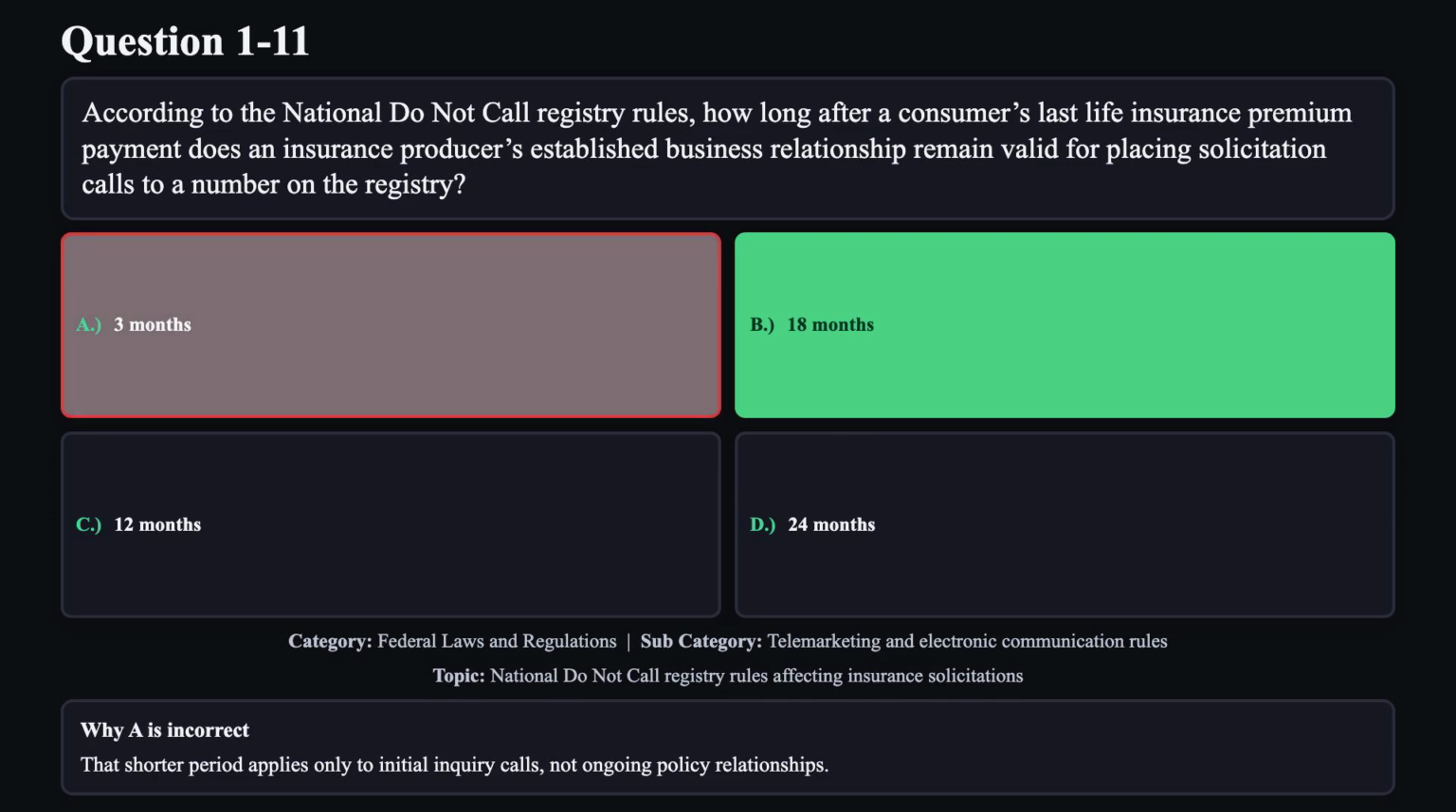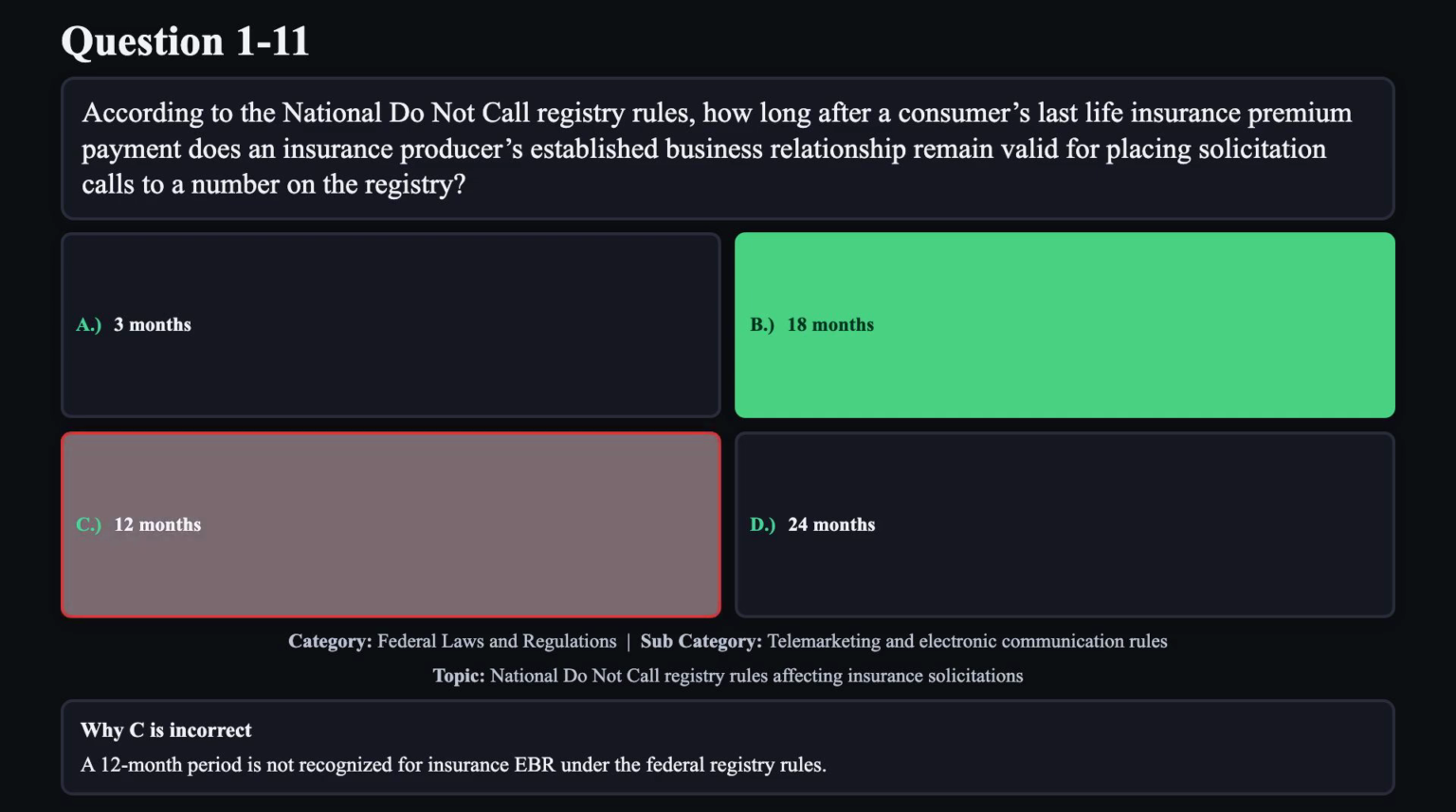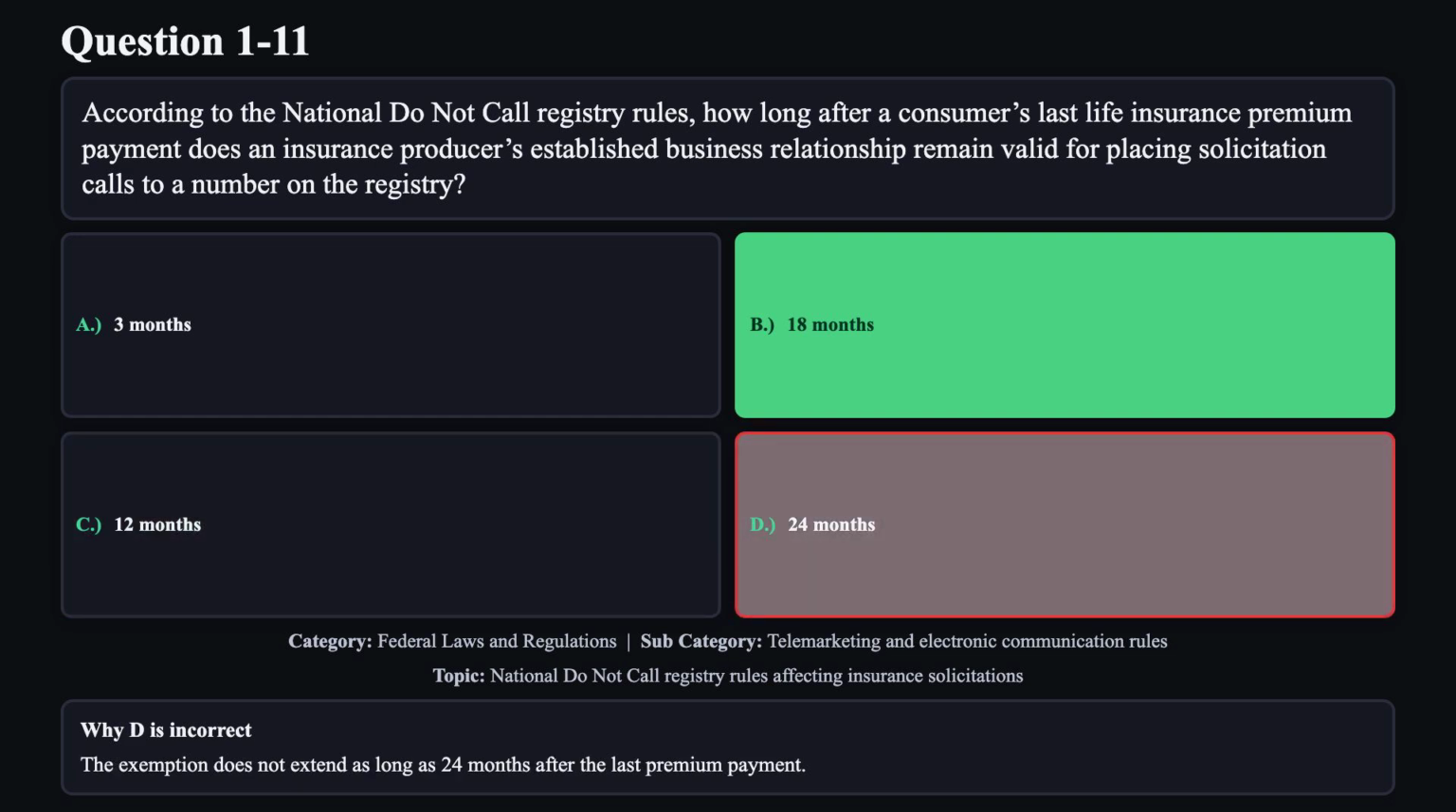Reason A is not correct. That shorter period applies only to initial inquiry calls, not ongoing policy relationships. Reason C is not correct. A 12-month period is not recognized for insurance EBR under the federal registry rules. Reason D is not correct. The exemption does not extend as long as 24 months after the last premium payment.